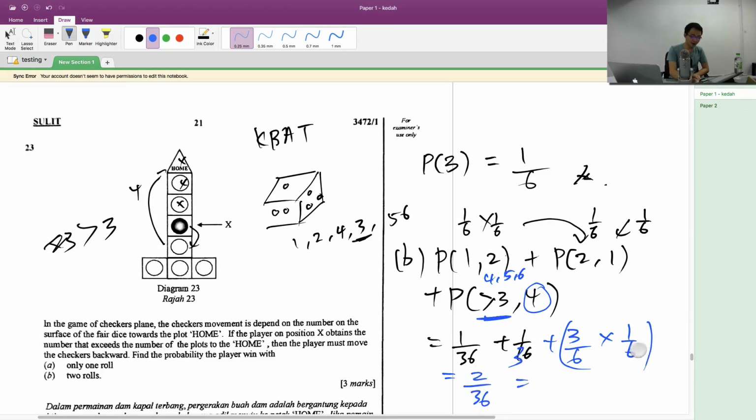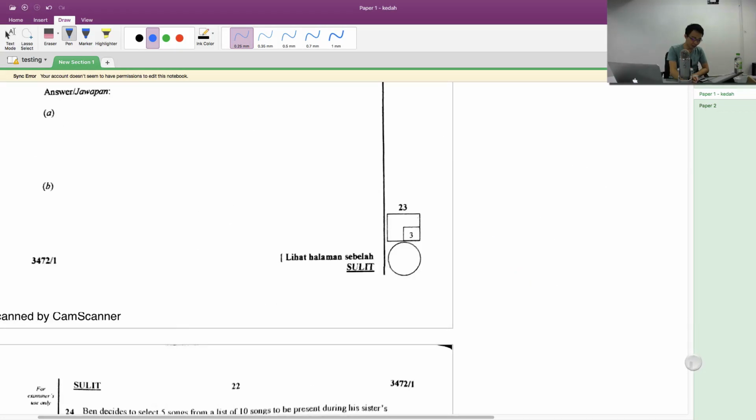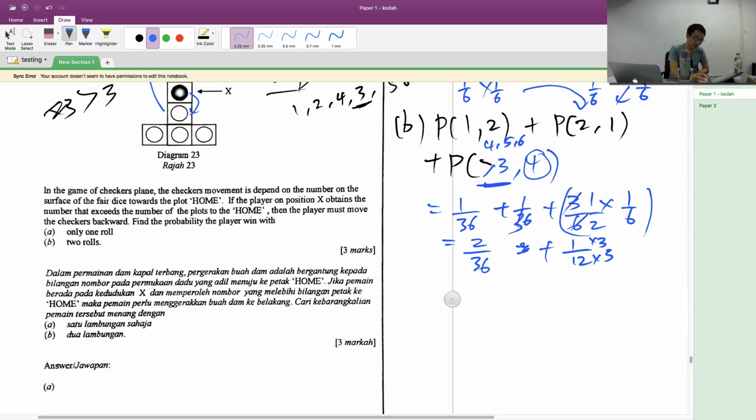And this one, okay, let's say this is 1 over 2. So this one is plus 1 over 12. So 1 over 12, I want to make them have the same denominator. I will multiply 3 for each. Then we actually will get something like this: 2 over 36 plus 3 over 36. So the answer should be 5 over 36.